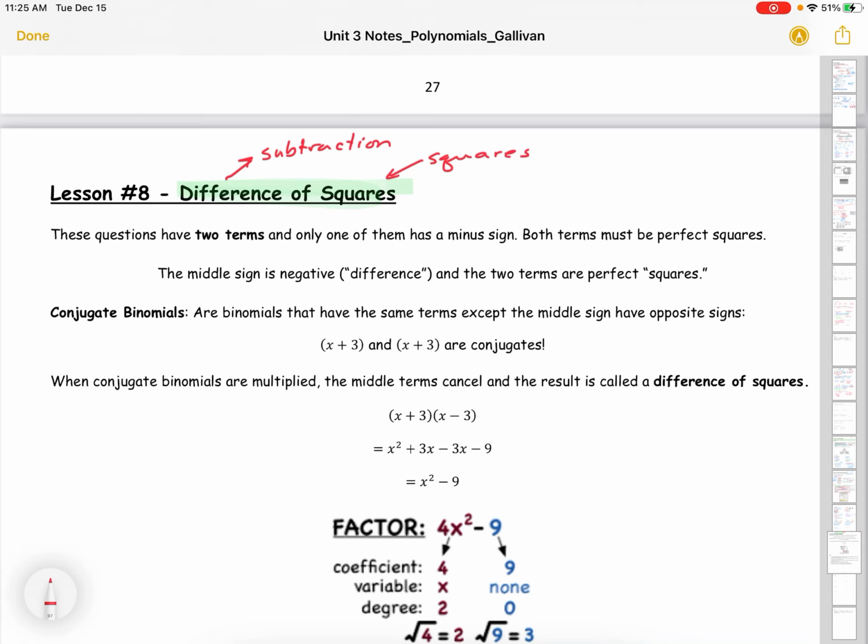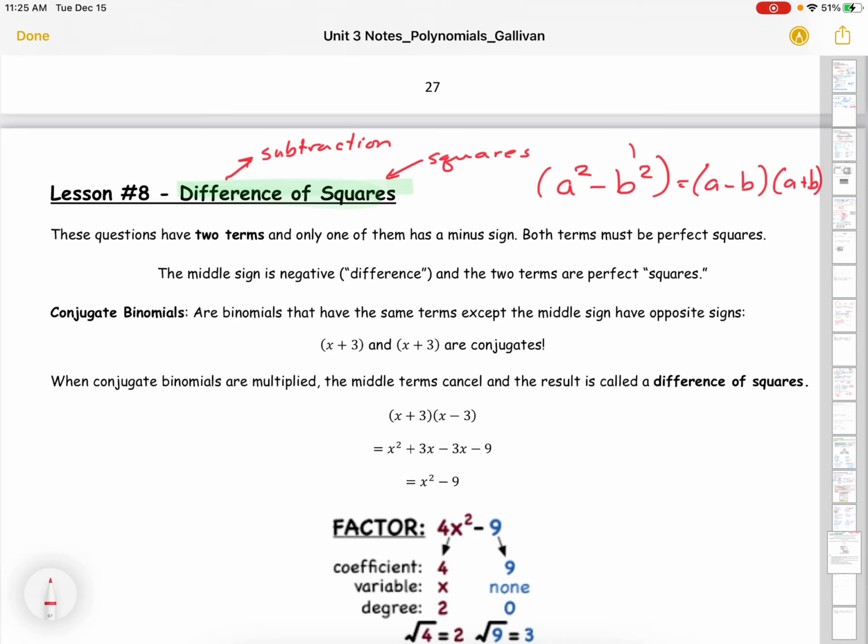So these questions have two terms, and one of them has a minus sign. Both terms must be a perfect square. So the pattern is if you had like a squared minus b squared, here I'm getting a difference of squares. Now there's a beautiful pattern that happens: this becomes a minus b times a plus b.